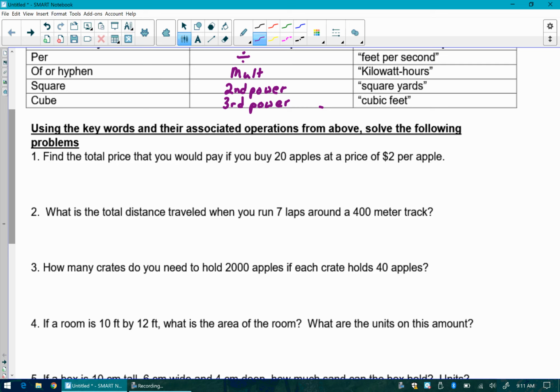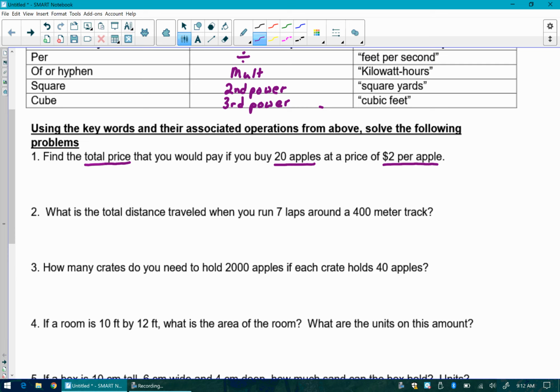All right, so with that said, looking at number 1, it's saying find the total price that you would pay if you were to buy 20 apples at a price of $2 per apple. Let's go back and analyze this. It's saying find the total price. So my cue there is that my final answer should be in money, because it's saying find a total price. And what we know here is that we are starting with 20 apples, and the price per apple is $2.